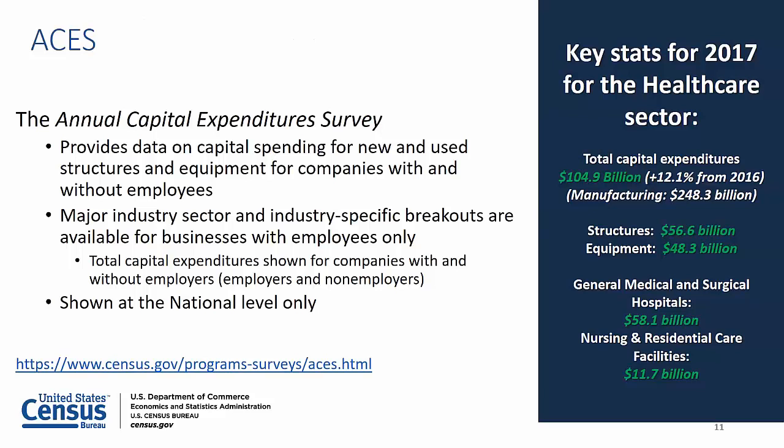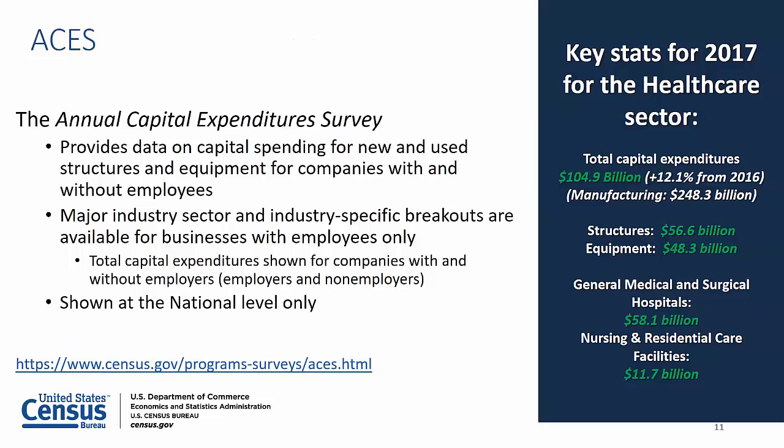Now, just to give you a taste of the types of information that is available for the Annual Capital Expenditure Survey, in 2017, healthcare sector businesses spent about $104.9 billion on total capital expenditures. That number is up a little over 12% from the amount that they spent in 2016. Just to give you a point of comparison, the manufacturing sector spent about $248 billion in capital expenditures. So a little bit more than double the healthcare sector, but still a fairly substantial amount of money. Now that $104 billion is split between structures and equipment, about $56 billion in structures and about $48 billion in equipment.